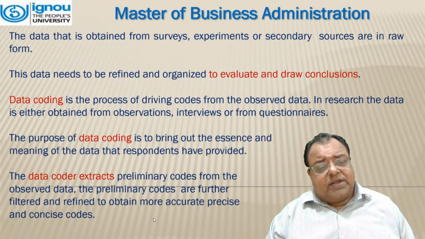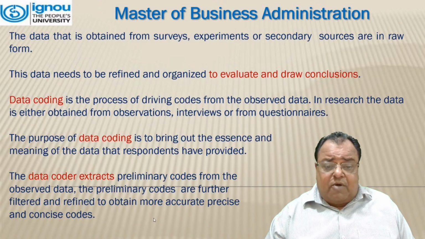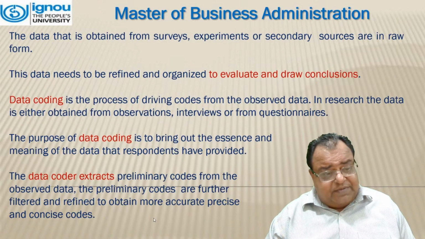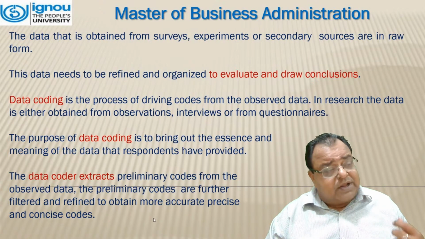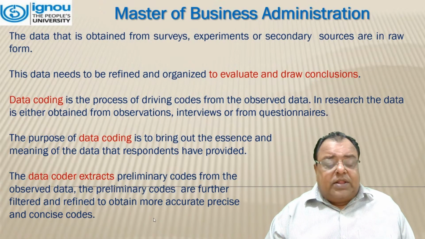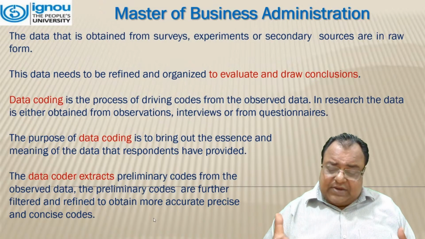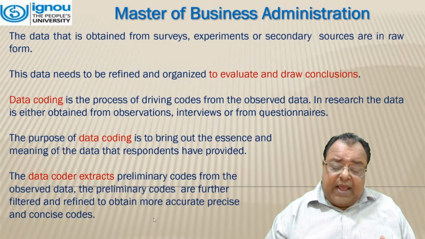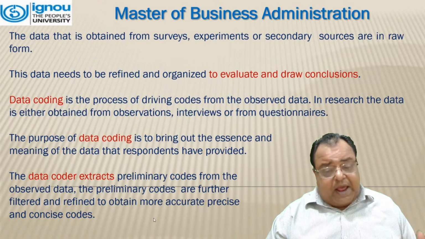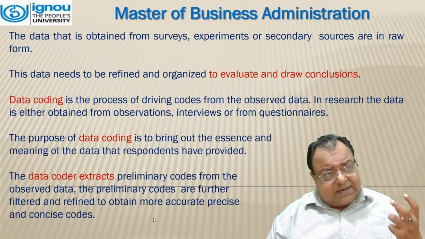In research, the data is obtained from observations, interviews, or questionnaires. The purpose of data coding is to bring out the essence and meaning of the data that respondents have provided. The data coder extracts preliminary codes from the observed data. The preliminary codes are further filtered and refined to obtain more accurate, precise, and concise codes.